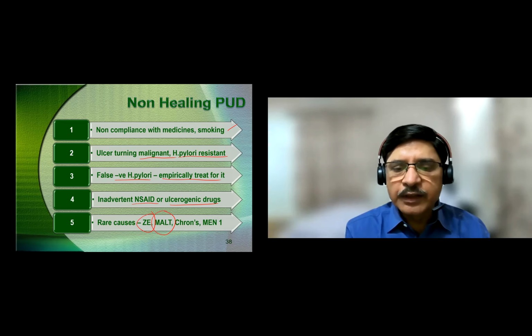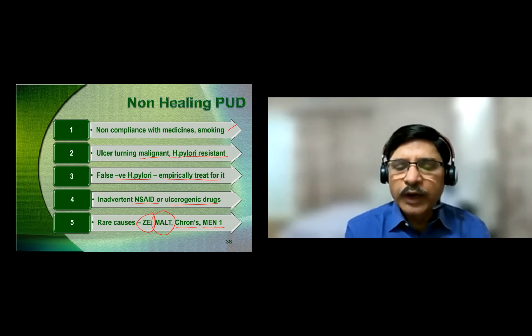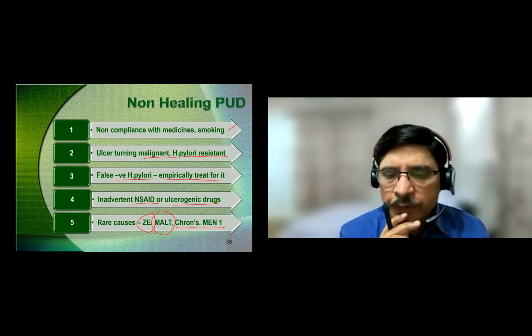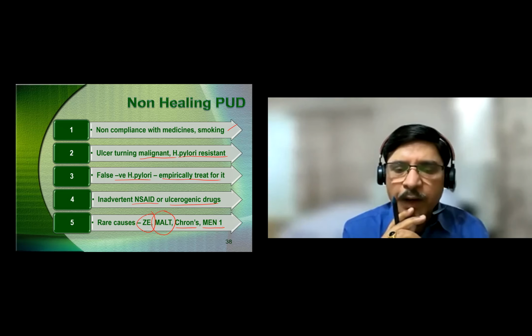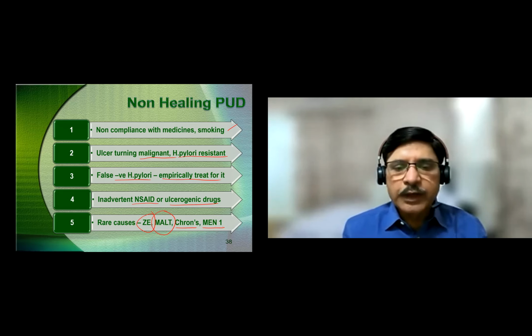And this is again the Crohn's disease and multiple endocrine neoplasia type 1. MALT is a sort of lymphoma of the GI tract. Okay, MALT lymphoma of the GI tract, and then you have Zollinger-Ellison syndrome and Crohn's disease. These are other rare causes.